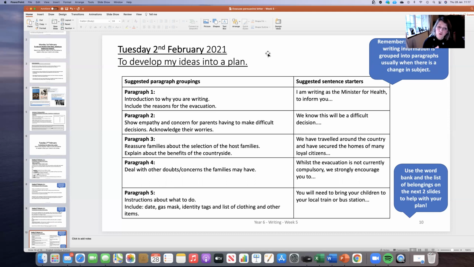And then paragraph 4, you can look into specific things about other reasons about doubt. Maybe you can talk about the health and how there's space for them to play and enjoy. And although it's not compulsory, as in they don't have to send them, they would strongly recommend it. So you can think about how you can use your reasoning to deal with their doubts. And then on the 5th paragraph, it would be sensible to actually have some instructions about what they needed to take when they were evacuated. And we've got a list later on in the PowerPoint.